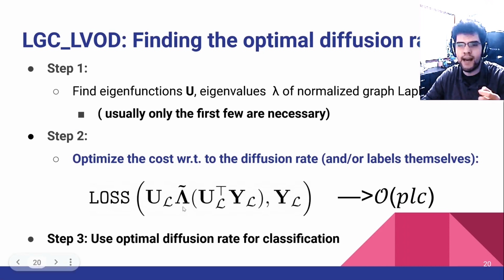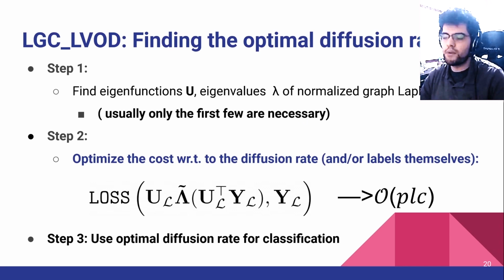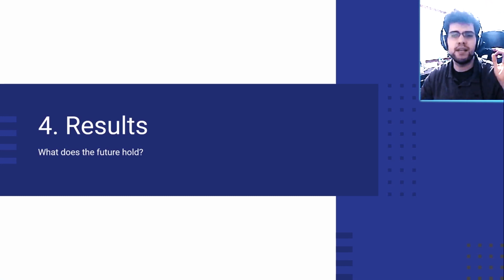Alpha, which again parameterizes this lambda tilde diagonal matrix. And the very nice thing is that we can pre-compute this U labeled subset transpose Y labeled subset matrix right over here. And when we want to recalculate the propagation matrix for a new alpha, we can do it with a complexity of O of P L C, with P number of eigenfunctions, L number of labels, C number of classes. So again, very effective if we have just a small number of labels, which is expected in semi-supervised learning. And then we just use the optimal diffusion rate for classification. And alright, so what are the results?